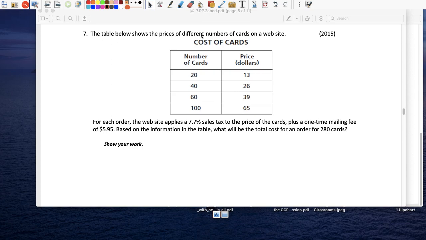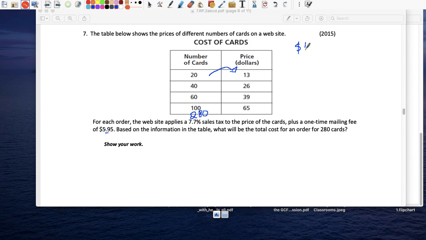The table below shows the prices of different numbers of cards on the website. So 20 cards, you pay $13. 40 cards, you pay $26, and you notice that it's proportional. For each order, the website applies 7.7% sales tax to the price of the cards, plus a one-time mailing fee of $5.95. Based on the information in the table, what's the cost for an order of 280 cards? Well, let's figure out what 280 is going to cost.